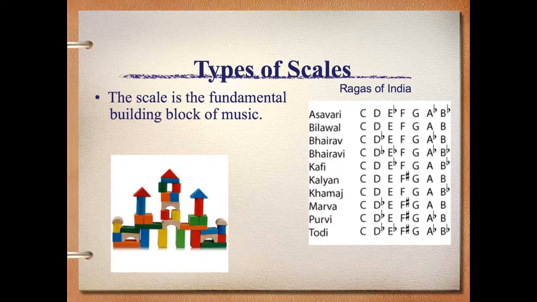There are many different types of scales. The type of scale, or the mode of the scale, the color of the scale, determines the color of the melody on which that scale is based. So when we have scales, they're the building blocks of tonal music.